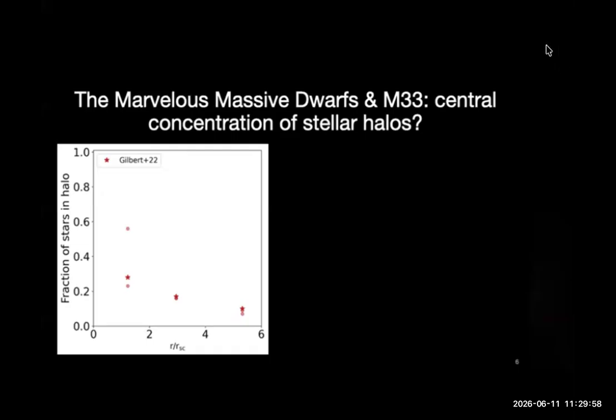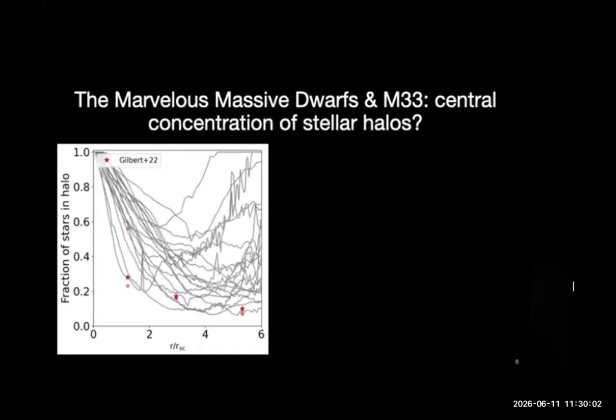And you can see that it does indeed have this very centrally concentrated stellar halo. And if I overplot the marvelous massive dwarfs here, you can see that we once again, perhaps unexpectedly, have a really large amount of variation. We have some that have kind of more flat stellar halos, and then we have others that have more of a rising profile, like what we might expect to see in a more massive galaxy. But we have a few that look quite a bit like M33.